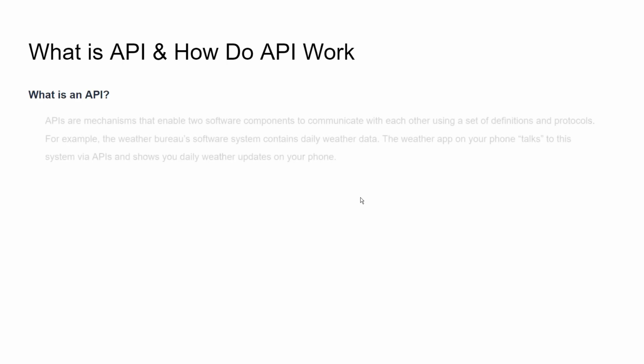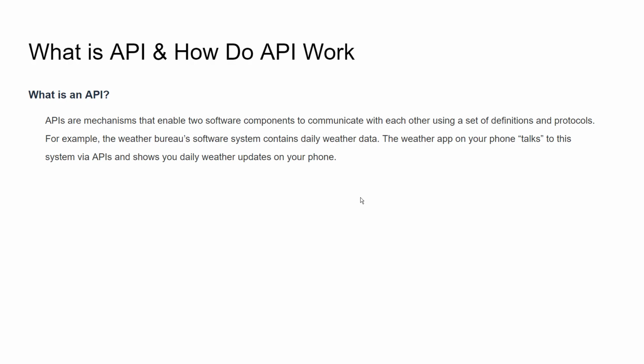What is an API? APIs are mechanisms that enable two software components to communicate with each other using a set of definitions and protocols. For example, Weather API, Google Map API, and many other APIs. The weather app on your phone talks to this system via APIs and shows you daily weather updates on your phone. What does API stand for?